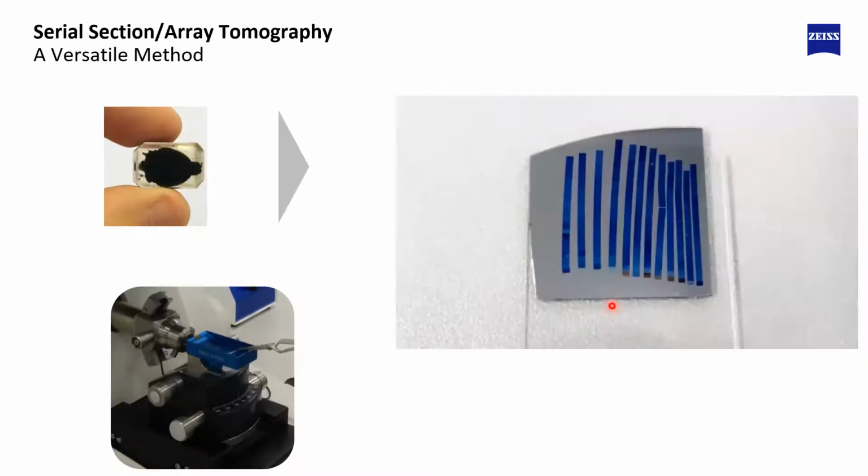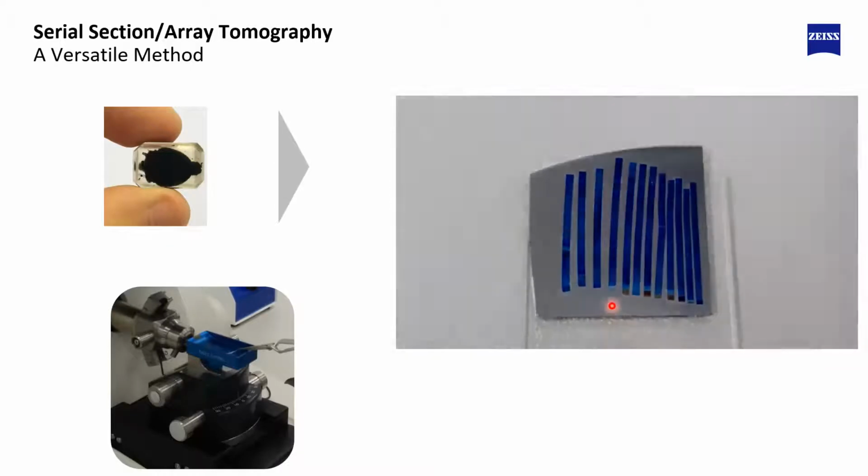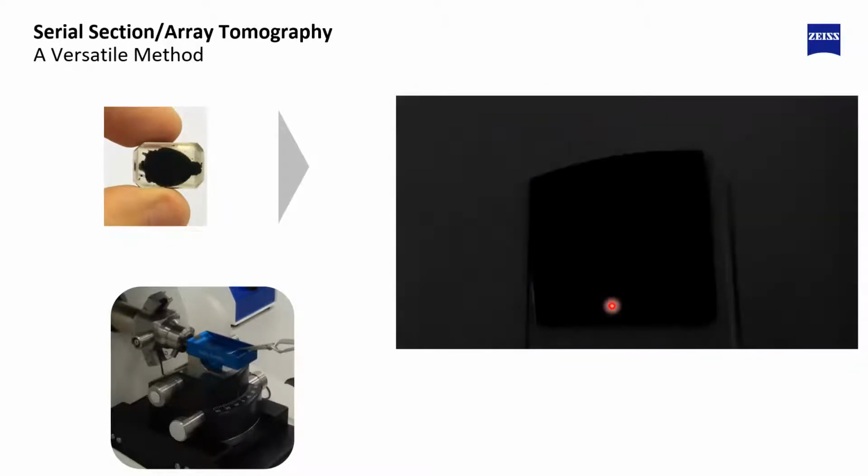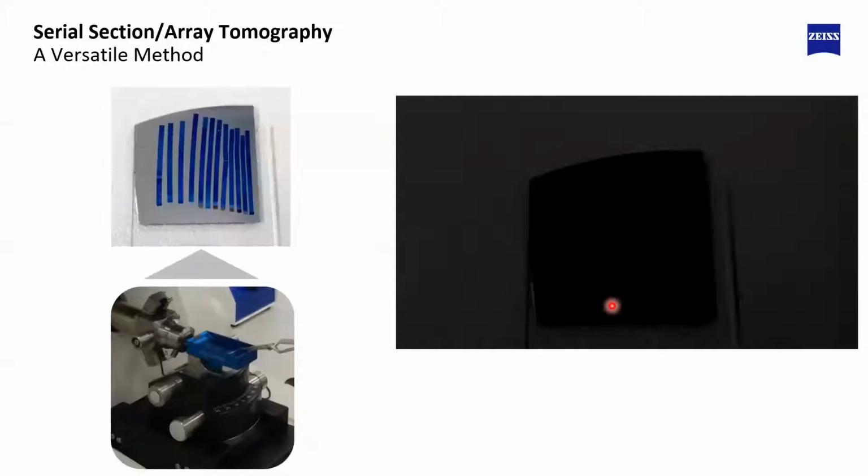When this is done and the water surface is covered with all those long ribbons consisting of many, many sections, we pull out that silicon chip and eventually place that on the surface, let it dry off, and then it's pretty much ready for imaging on the electron microscope.